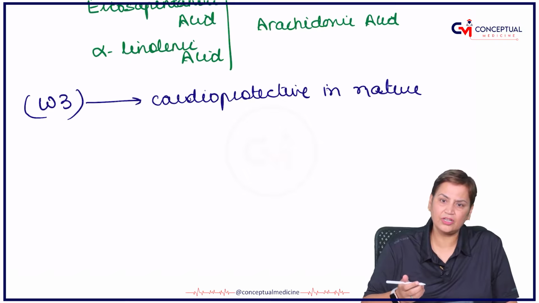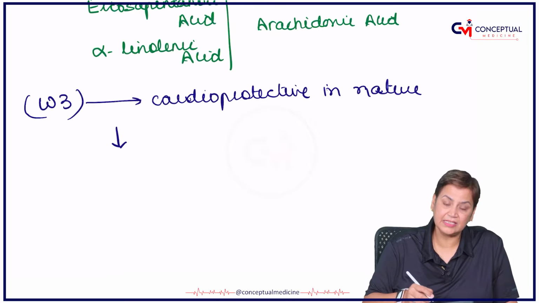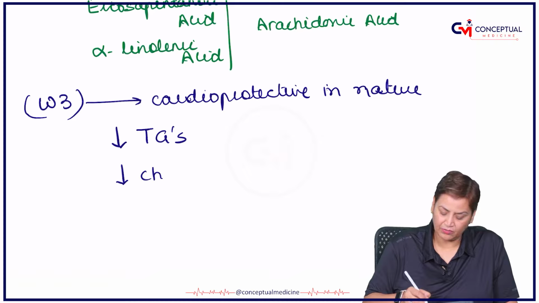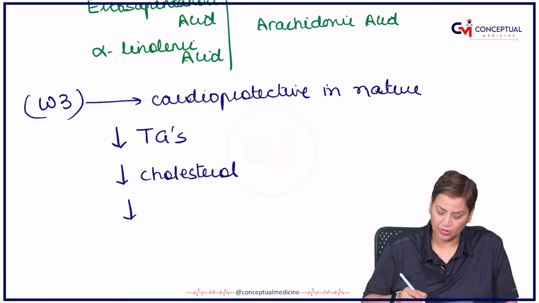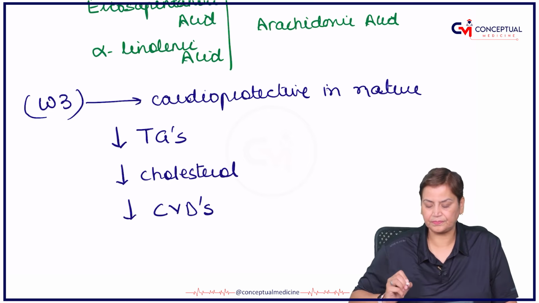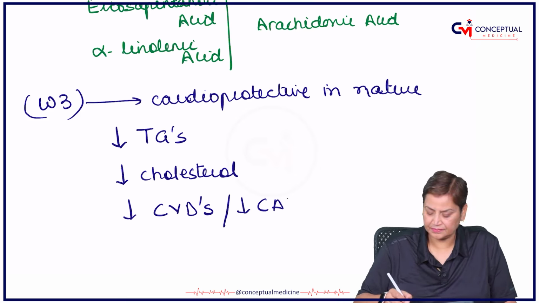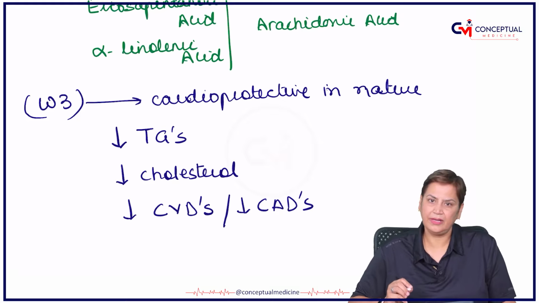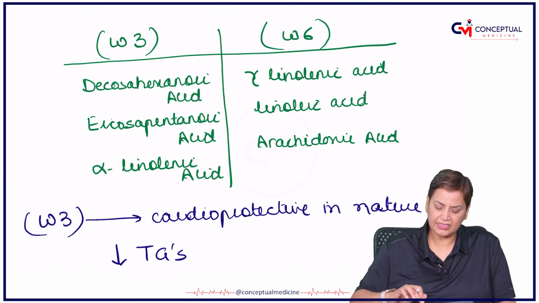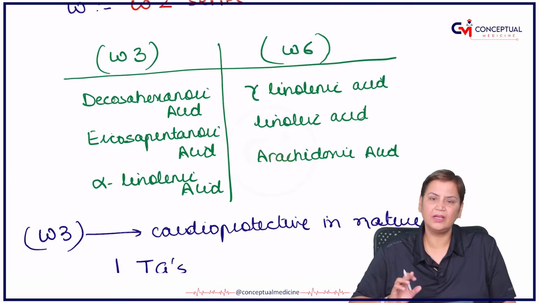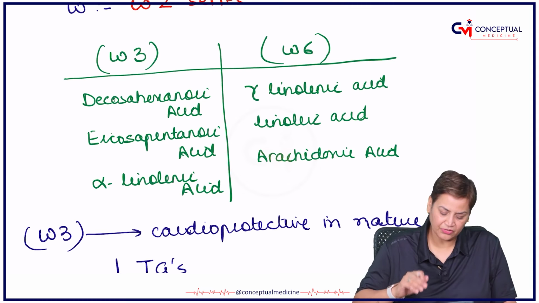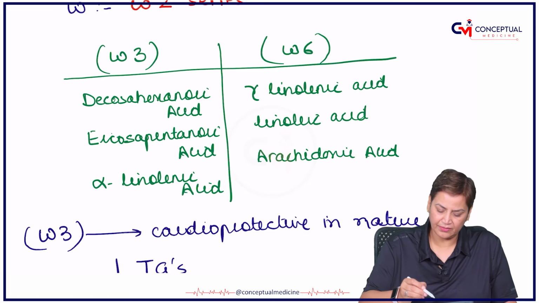And why are they cardioprotective? Because they decrease the level of TGs, they decrease the level of cholesterol, they decrease the risk of CVDs. Very important. They decrease the risk of CADs. So this is the classification as per omega system, omega 3, omega 6. And always remember, omega 3 is cardioprotective.